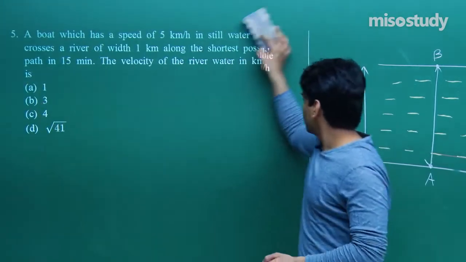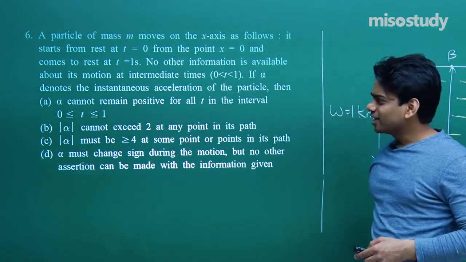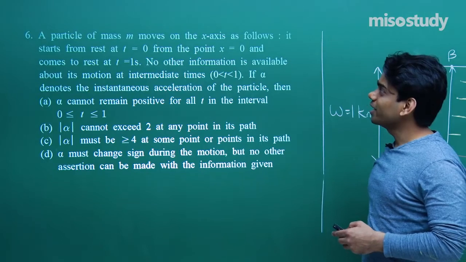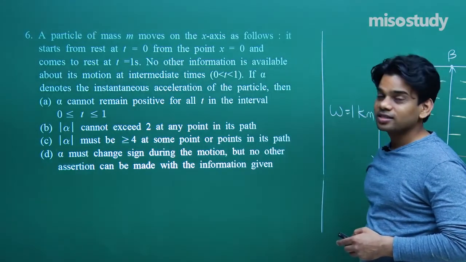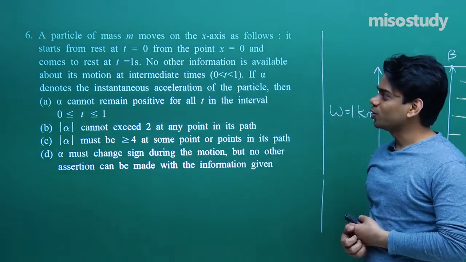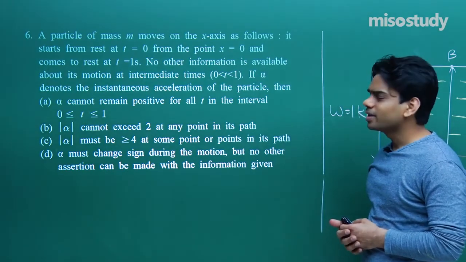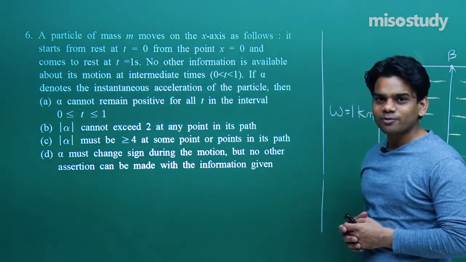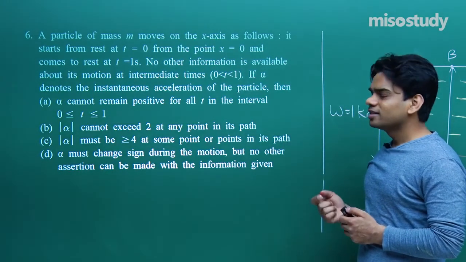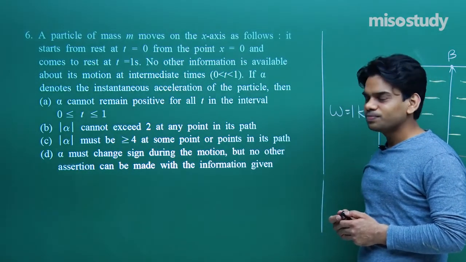Now we will approach the next problem. This one, sixth one, is a lengthy question. Just let's see it. A particle of mass m moves on the x-axis as follows. It starts from rest at t equals 0 from the point x equals 0 and comes to rest at t equals 1 second. No other information is available about its motion at intermediate times, that is for t from 0 to 1. If alpha denotes the instantaneous acceleration of the particle, then A, alpha cannot remain positive for all t in the interval 0 to 1.